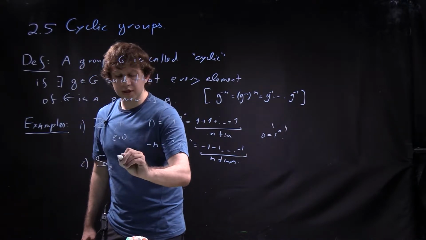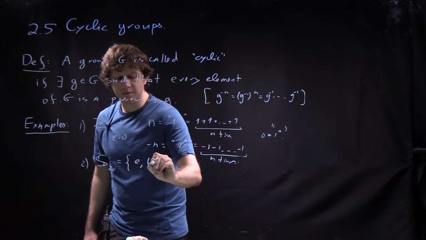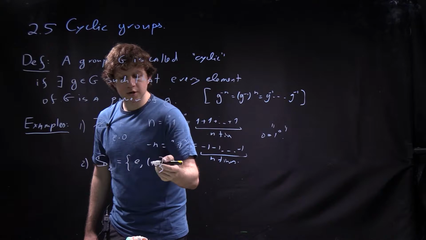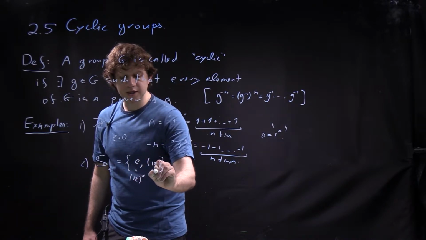And another example is, of course, one can take S2. And the reason is because it has just 2 elements. So it has 2 elements which are identity and permutation (1, 2). And so every element is a power of (1, 2). This is (1, 2) power 0. And that's (1, 2) power 1.